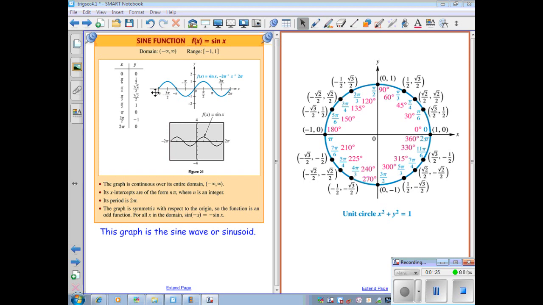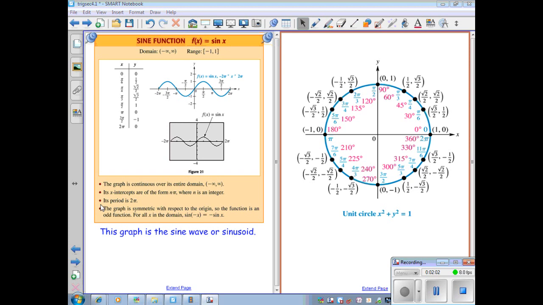On the left side, we have an example of the sine curve. The sine curve is generated from the unit circle. It has some constraints. Down here it says the graph is continuous over its entire domain. Therefore, it is continuous over all of the radian measures through one rotation and multiple rotations, be it on the right side of the y-axis, which would be a positive rotation, or the left side, which would be a negative rotation. Its x-intercepts are in the form of n pi, where n is an integer.